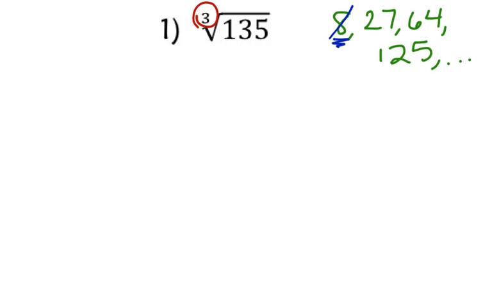Then we'll check 27, and if you do go through 27, it does go into 135. It goes in 5 times. If we keep going, 64 is not going to go in because it's an odd number, and then 125 doesn't go in, and then you're going to get too big.